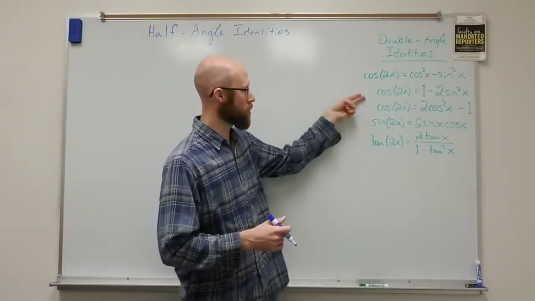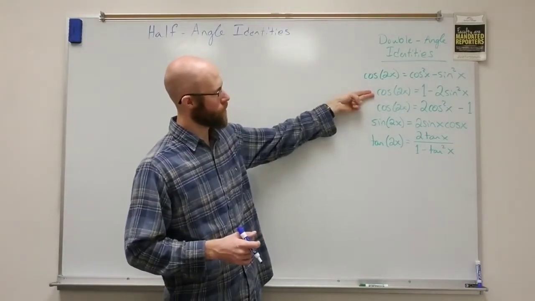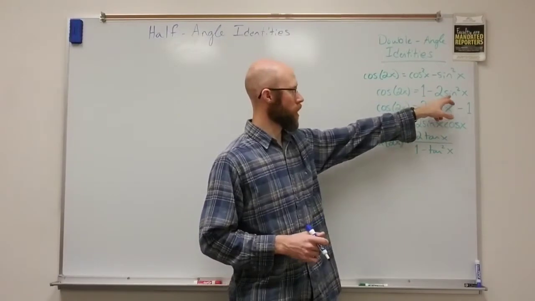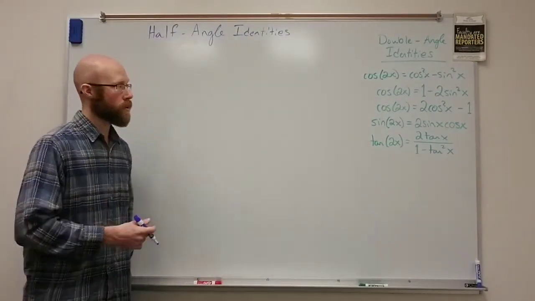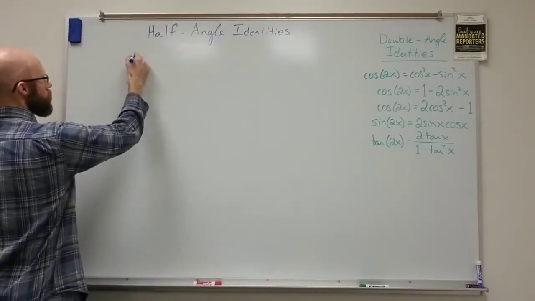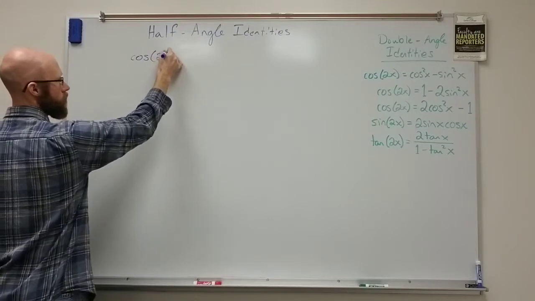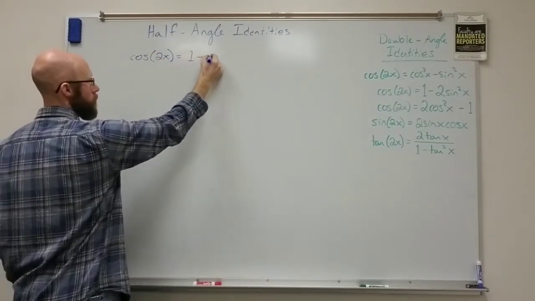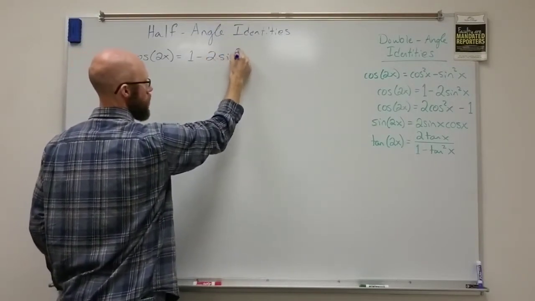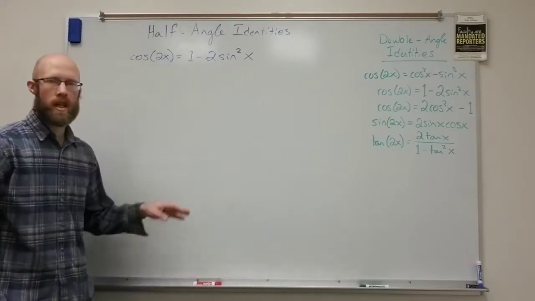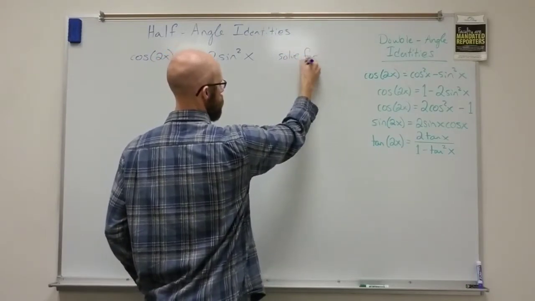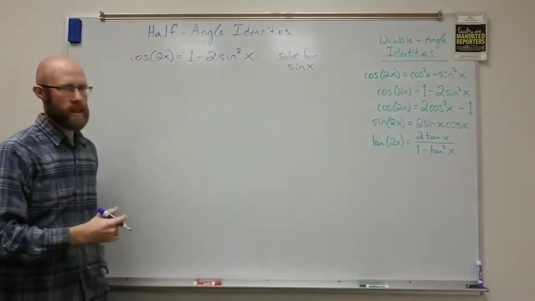All right. So we're going to take the second identity down here, the one that has the cosine 2x and the sine squared of x in it, and we're going to solve for the sine of x. Okay. So I'm going to start with that identity. We have the cosine of 2x equals 1 minus 2 sine squared of x. And what I want to do is get the sine of x by itself, right? So we're going to solve for sine x.